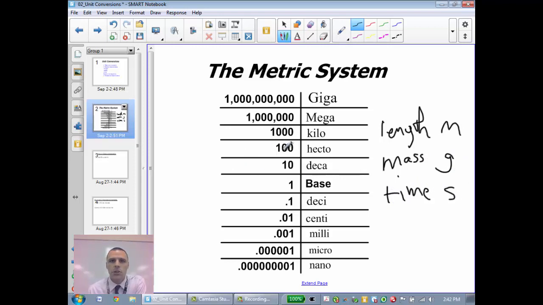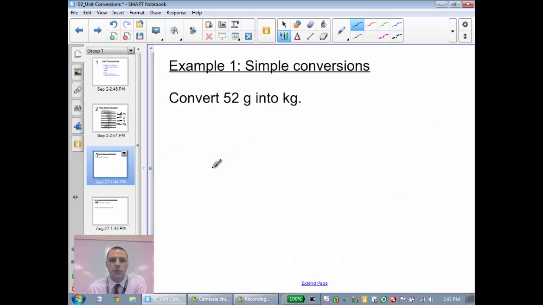And the beauty of the metric system, as you know, is if we had 1,000 grams, that would equal 1 kilogram. So we're really just trying to find the conversion factor that works best for us. And what I'd like to do now is show you some basic examples and then some more complicated ones, just as practice for using the metric system and converting units.